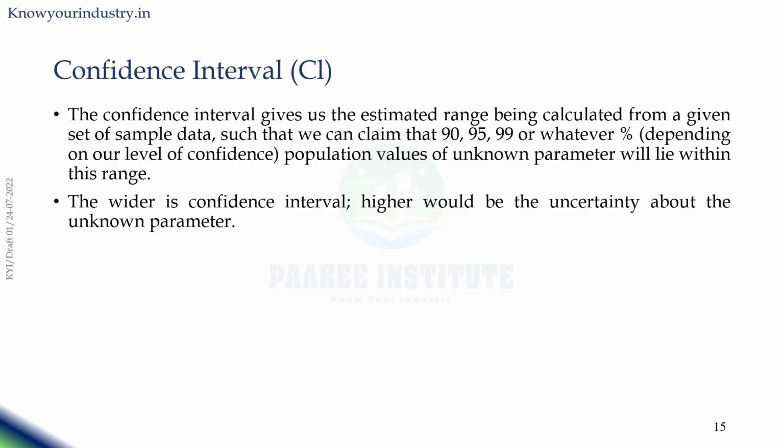Confidence interval. The confidence interval gives us the estimated range, calculated from a given set of sample data, such that we can claim that 90 or 95 or 99 or whatever percentage of population values of the unknown parameter will lie within the range. The wider the confidence interval, the higher the uncertainty about the unknown parameter.